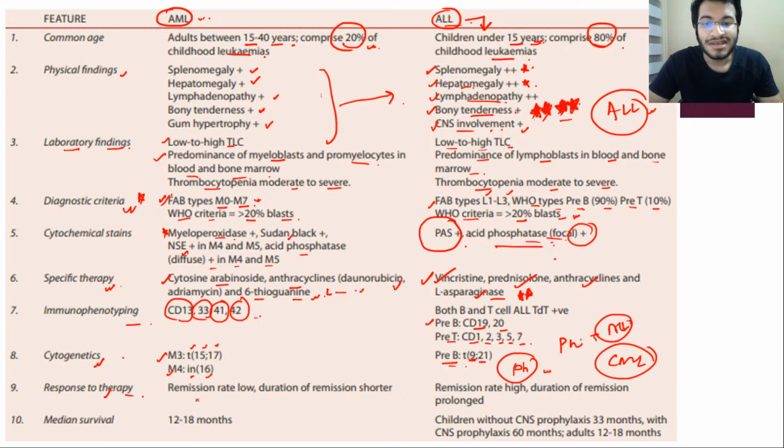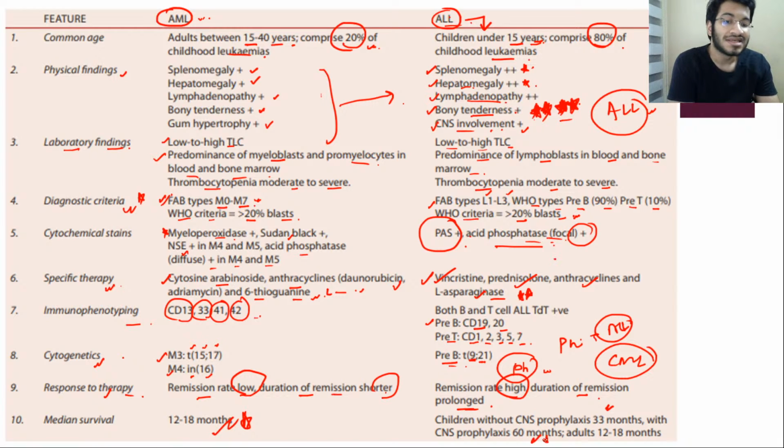And response to the therapy: in AML, remission rate is low and duration of the remission is shorter. But here in ALL, remission rate is high and duration of the remission is prolonged. In AML, median survival is between 12 to 18 months. Here children without CNS prophylaxis have 33 months, but with CNS prophylaxis 60 months, and adults have median survival between 12 to 18 months. And with this we have completed the ALL, and in the next session we will be doing CLL.